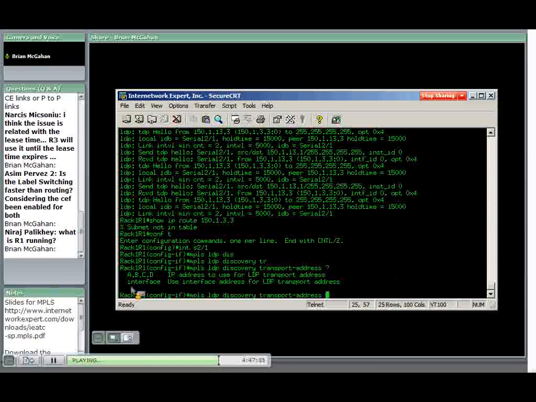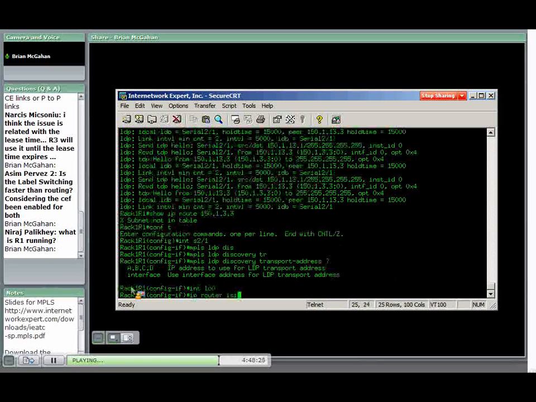But the problem is, if we look on router 1 and we say show IP route 150.1.3.3, we don't have a route to that destination. We don't have a route to that destination because we didn't advertise it into IS-IS yet. But LDP and TDP are picking that as the connect source because that's what the router ID is. Router ID is going to be the highest loopback by default. Now we can manually change the connect source, or actually the transport address it's called. Connect source relates to MSDP. I always get those two confused.